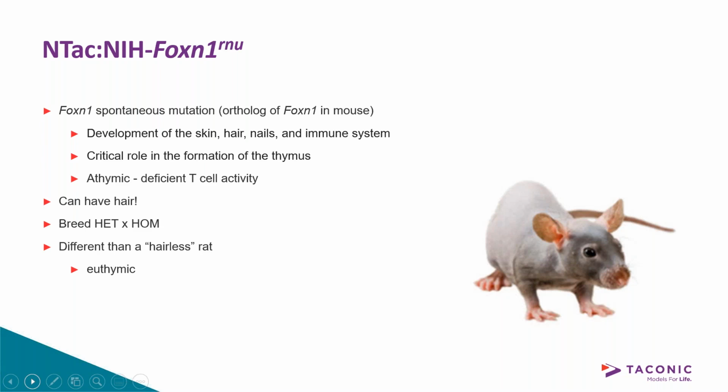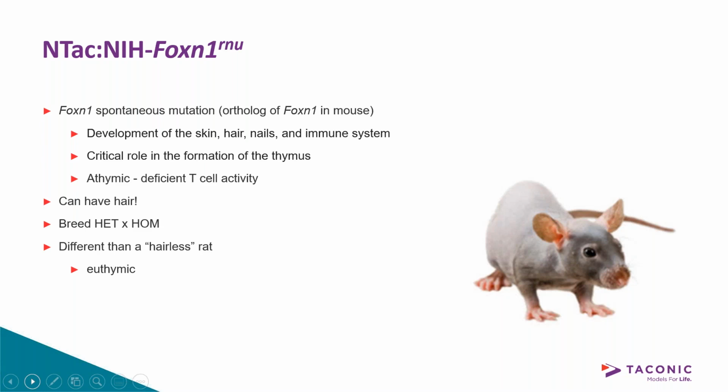But they're not always fully haired. Sometimes they can have waves of growth. So just note that if you ever order these animals and they have some sparse hair, that is normal. I bring up this line because it is one that we breed heterozygous by homozygous. We have to do this because homozygous females are fertile and they can deliver pups normally, but they don't make milk. So they have trouble raising their litter once they're born.